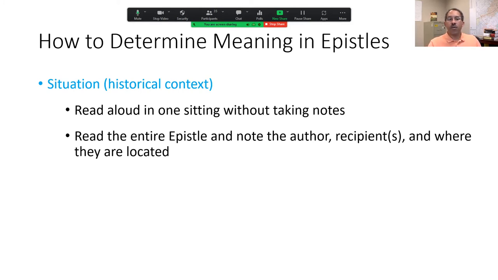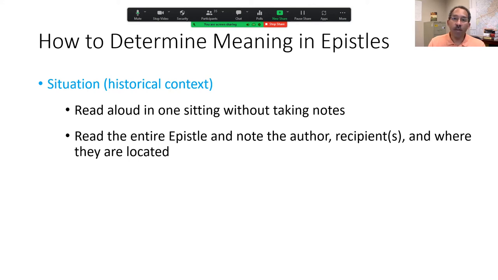The second thing, after reading aloud in one sitting without taking any notes, is to read it again. And you can read it aloud if you want, or maybe not aloud, but make some very basic notes. You don't have to go overboard here, but you can make some very basic notes. For example, who's the author? A lot of times the epistle writer will identify himself. For example, Paul, an apostle of Christ Jesus. I mean, it's right there in the first verse of a lot of the epistles.